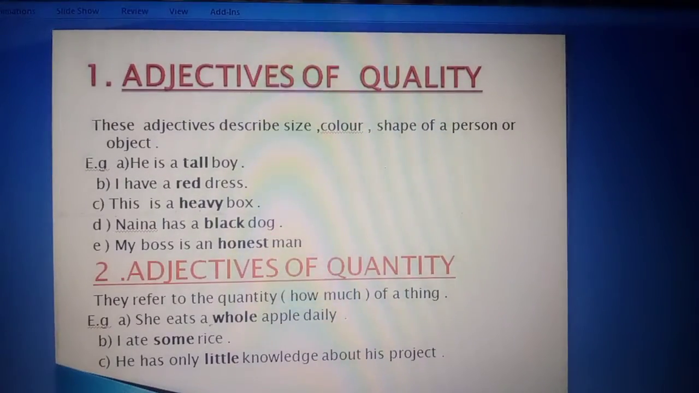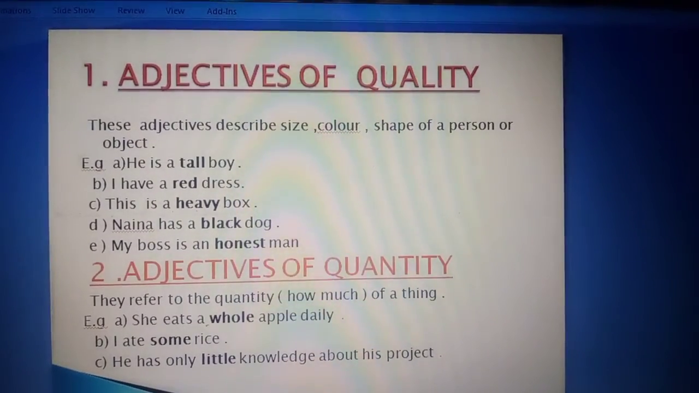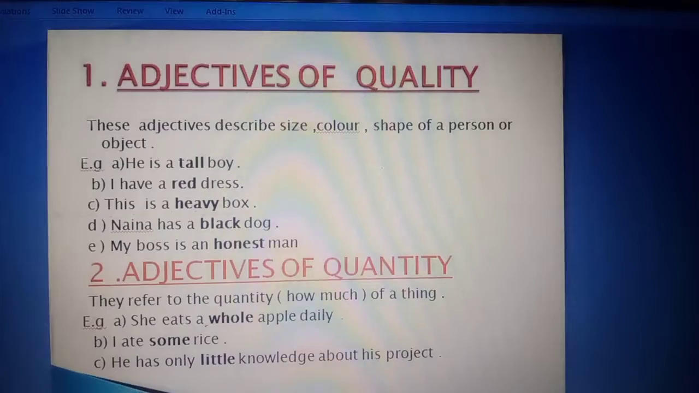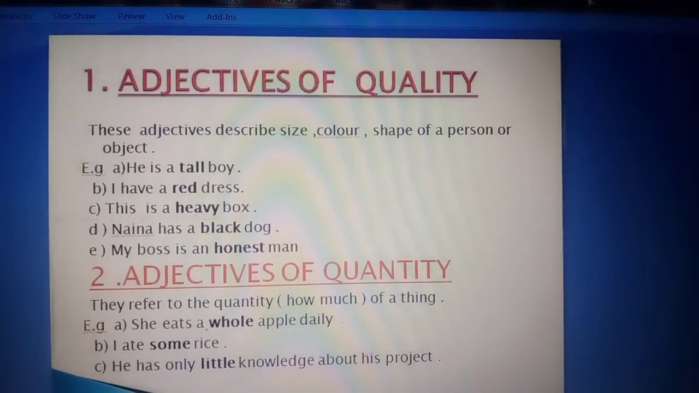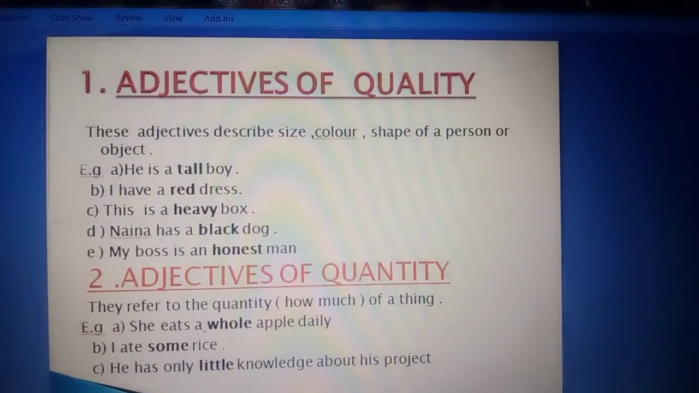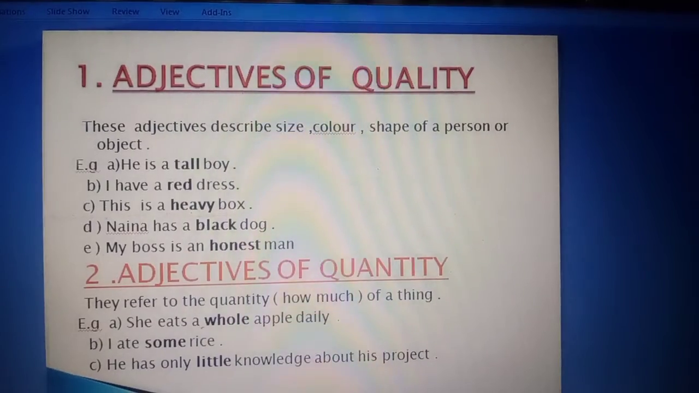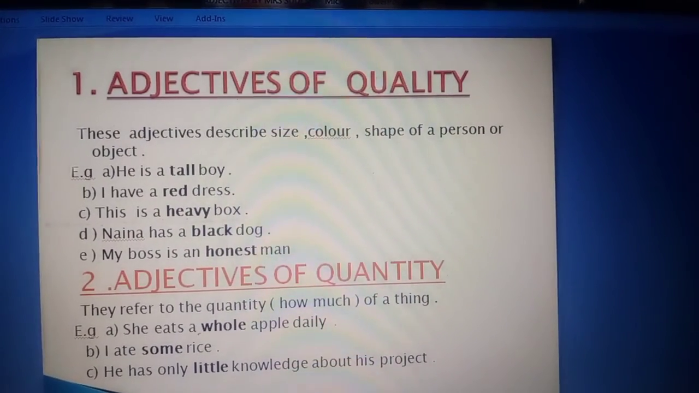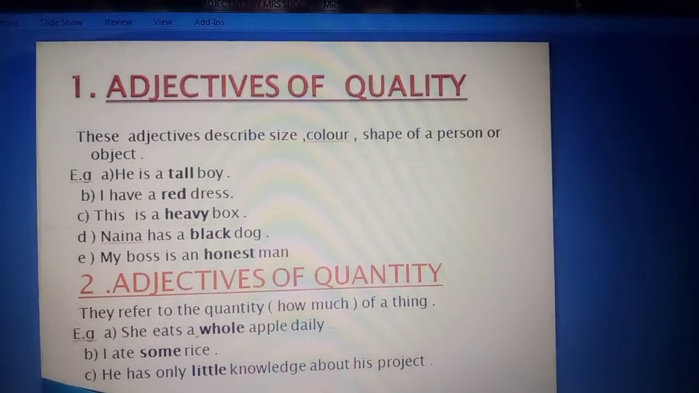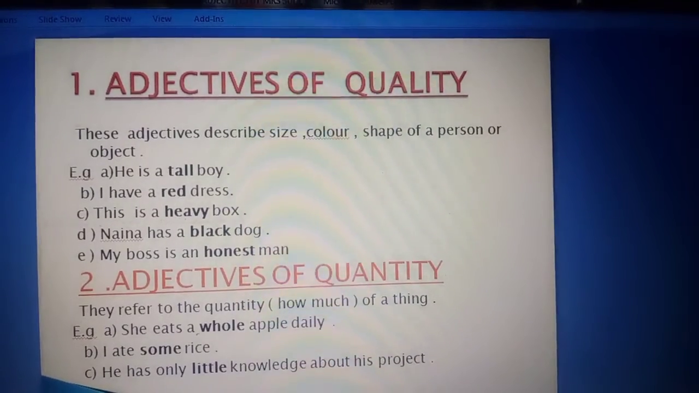In example 1, tall is describing a boy. Red is describing a dress. Heavy is describing a box. Black is describing a dog. Honest is describing a man. These all are the examples of adjectives of quality.